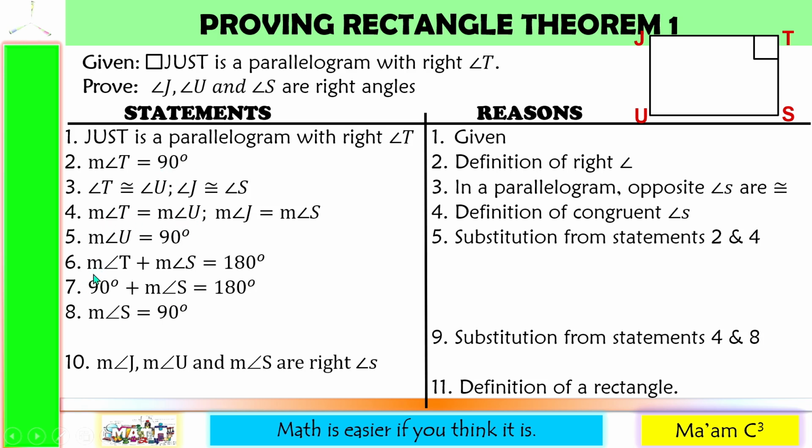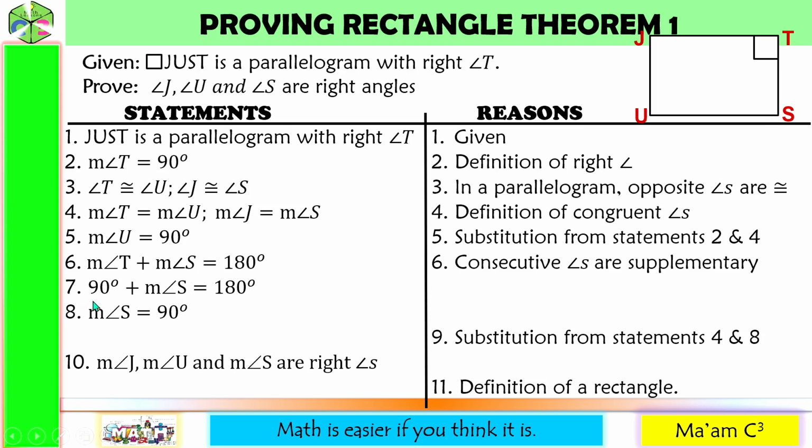Next one, the measure of angle T plus the measure of angle S equals 180 degrees. So let's take a look at the figure. The measure of angle T and angle S equals 180 degrees. What is the reason for that? Because angle T and angle S are supplementary angles. And how did they become supplementary? Because they are adjacent angles. They are consecutive angles. And consecutive angles measure 180 degrees.